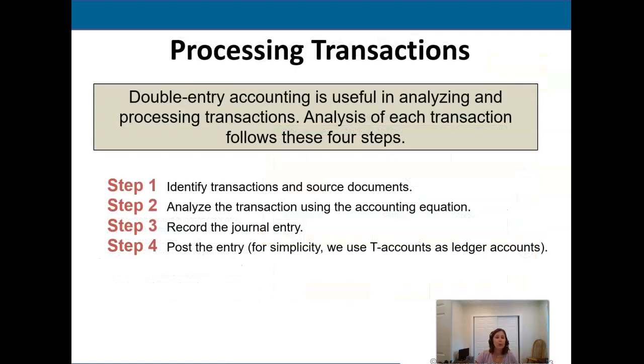So just to recap, we are going to look at the source documents and decide what it is that happened, which accounts were impacted and how. And then we're going to record those transactions in the journal. Once we've recorded them in the journal, we're going to update the account balances in each of the individual ledger accounts.